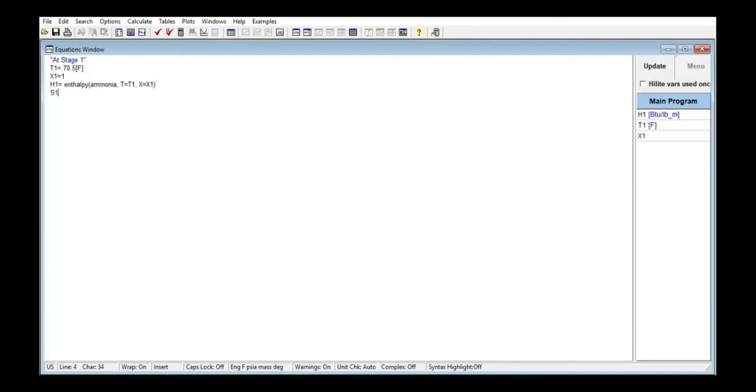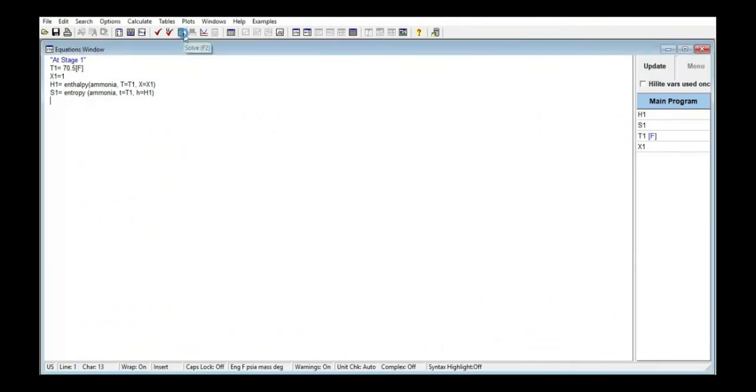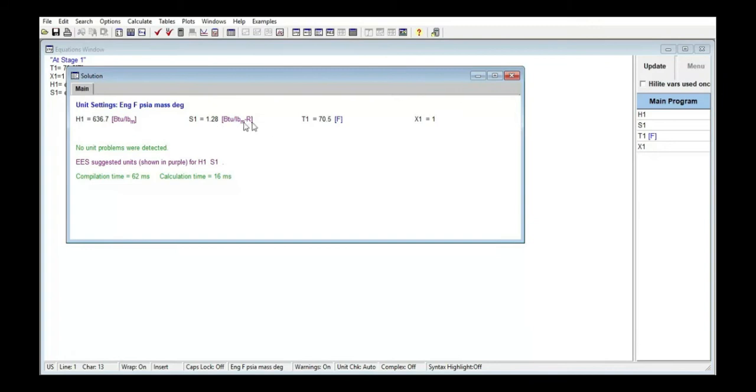Now we calculate the entropy at this stage. S1 equals entropy, ammonia. We mention the temperature equals T1 and the enthalpy, which we have calculated as H1. We also check the equation, no errors. Okay, calculate. Here comes the S1 entropy.